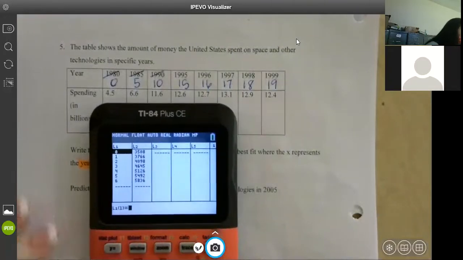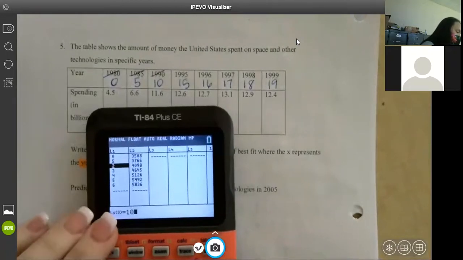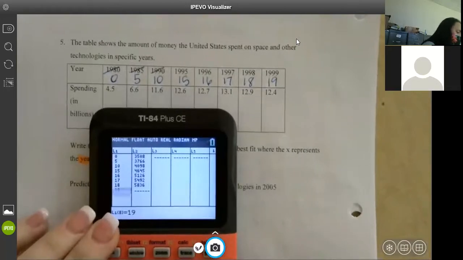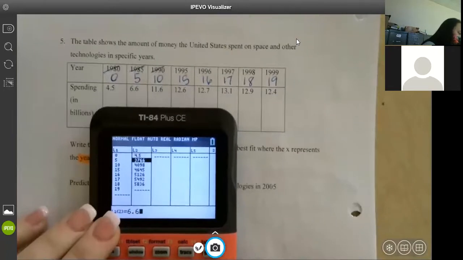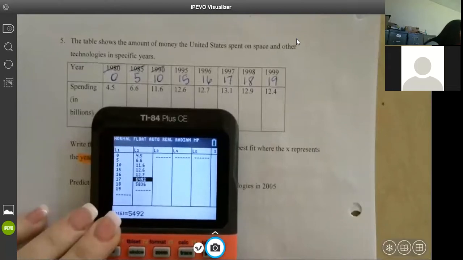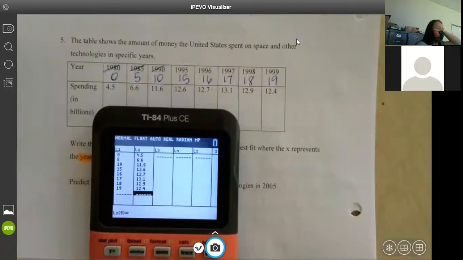So 0, 5, 10, 15, 16, 17, 18, 19. Underneath, I don't change those. 4.5, 6.6, 11.6, yell at me if I do something wrong. 12.6, 12.7, 13.1, 12.9, and 12.4.